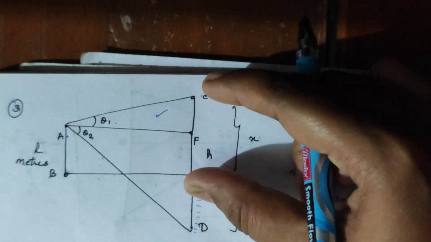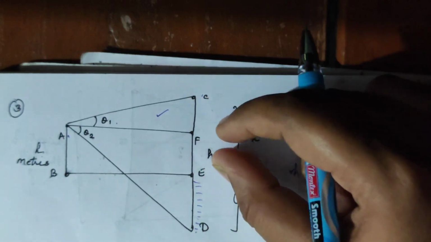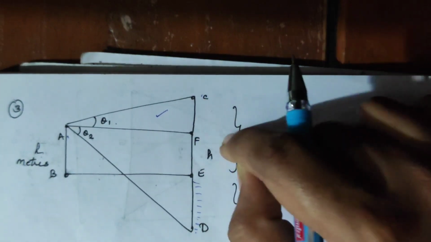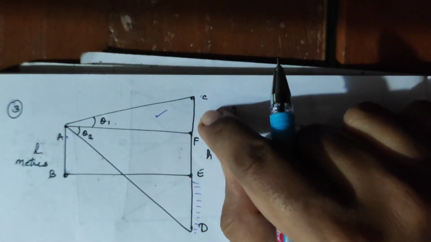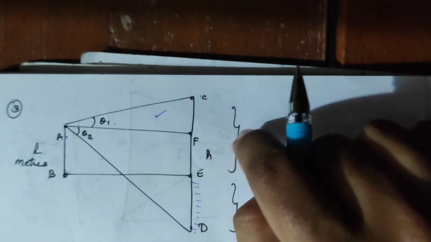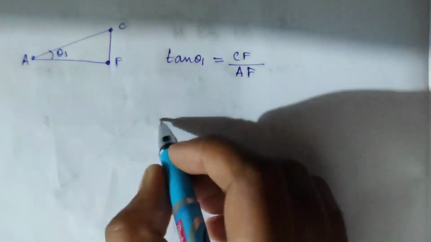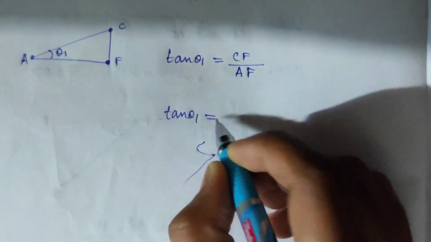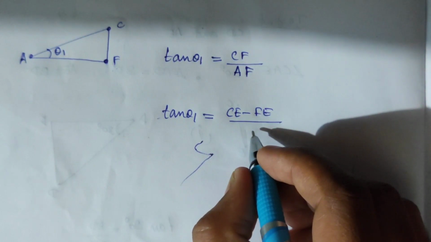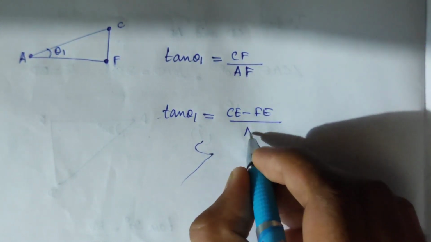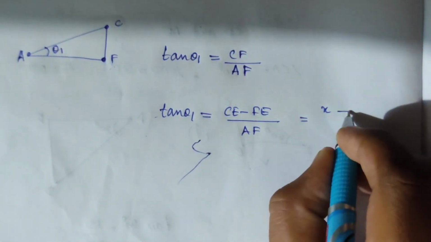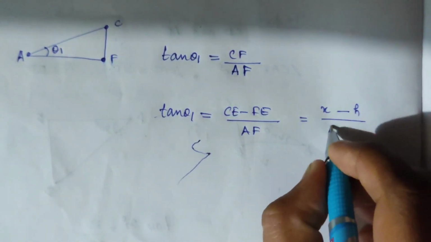If you consider this whole length as x, then if you subtract h from x, you get this CF. For example, if this is 10 and this is 3, what will it be? 10 minus 3 is equal to 7. That is how we will find it. So CF is equal to CE minus FE. So tan theta 1 is equal to CE minus FE by AF. As usual, CE is nothing but x, and FE is h, so it is x minus h by AF.